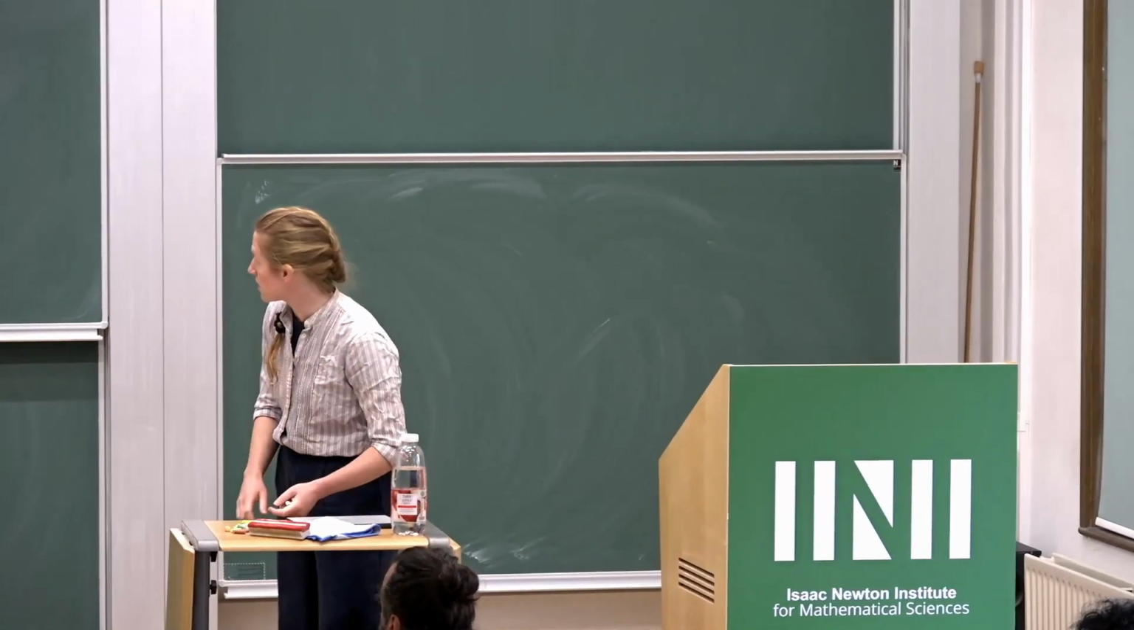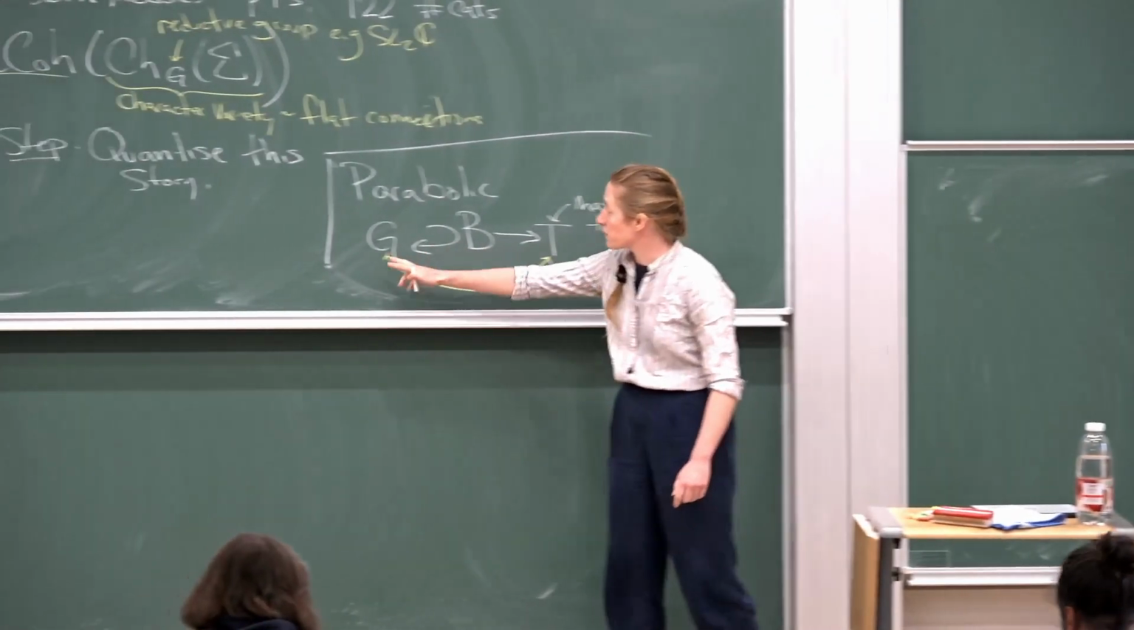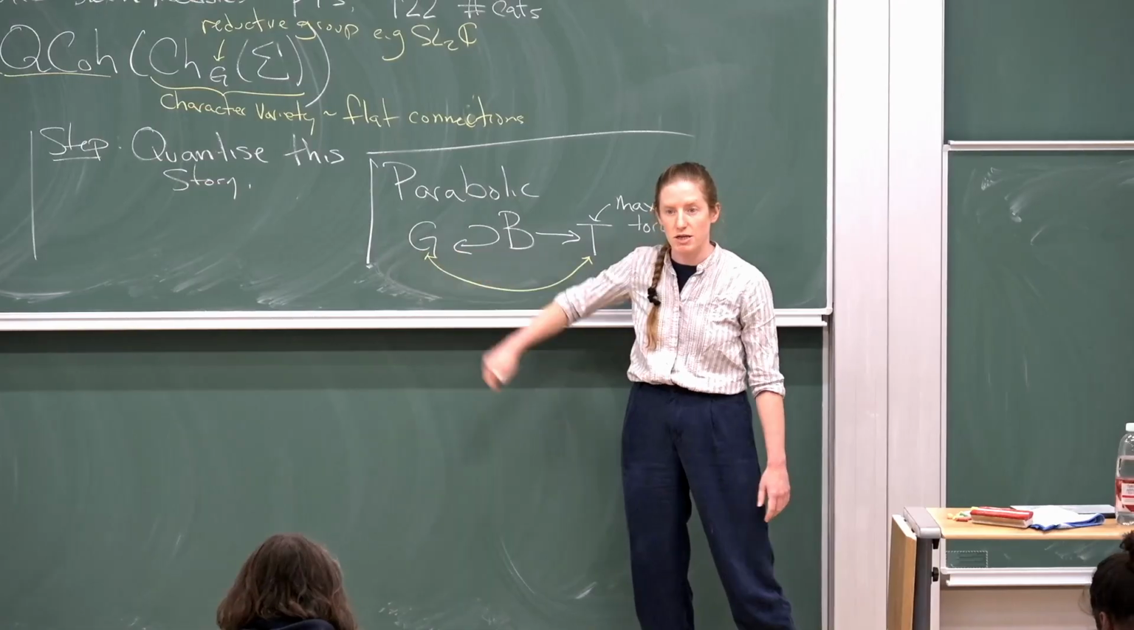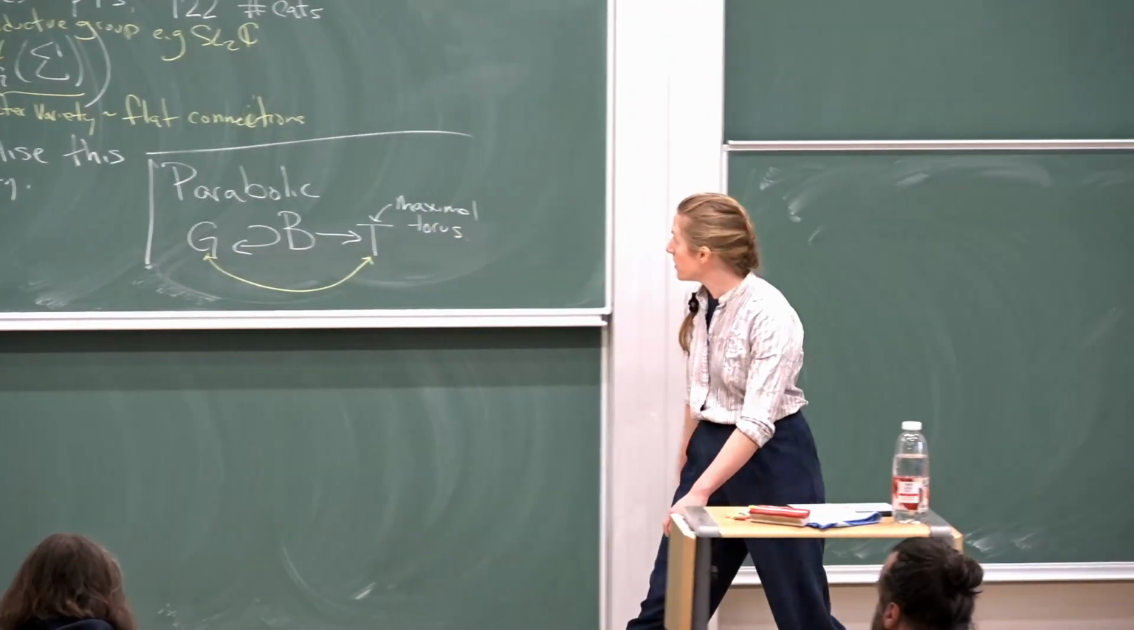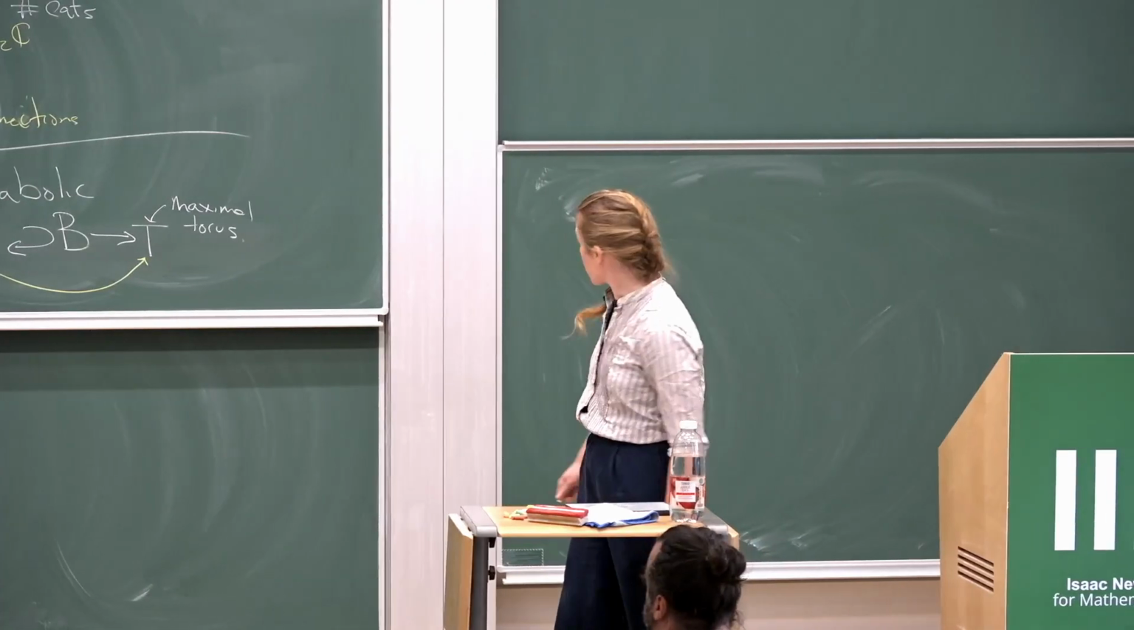So you mean different theories with the same maximal torus, or? Yeah, well, the maximal torus comes from G, it's determined by G. Yeah. So the framework you could do more generally, but that's what we're doing. Okay.